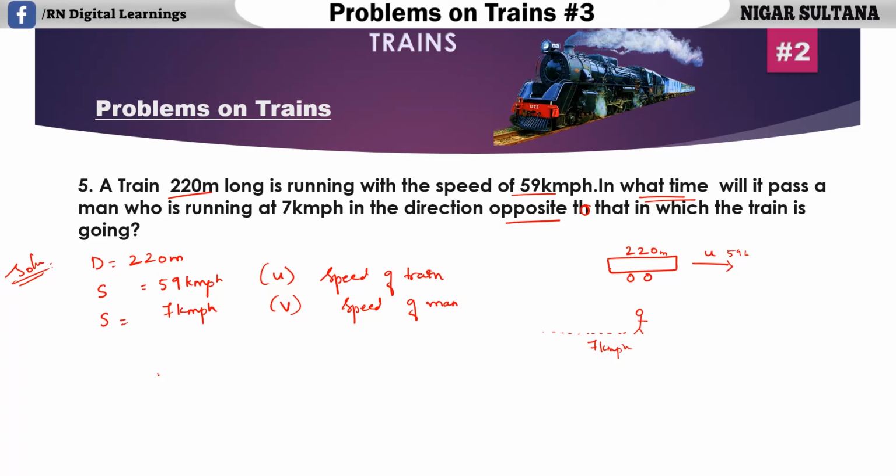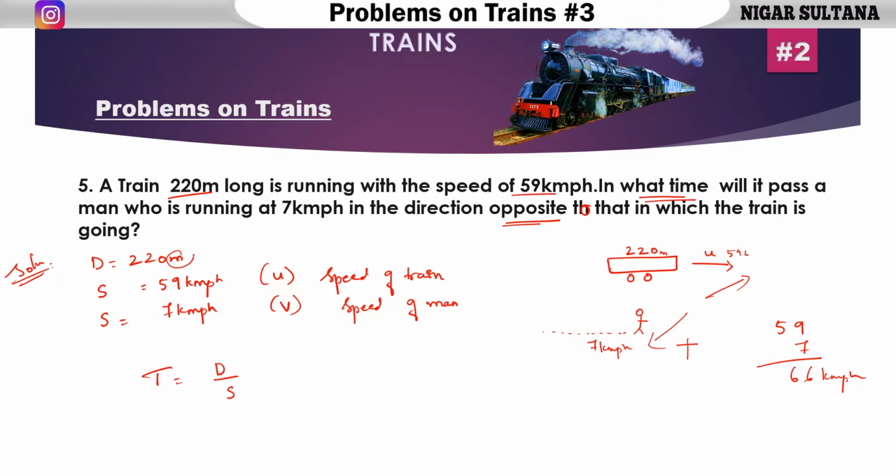So we know that the time formula is distance divided by speed. They have given the distance and they are moving in opposite direction, means we need to add both the speeds. So what is the first speed? 59 plus 7. So what is the value I'll get? 66. Now this 66 kilometer per hour, the distance is in meter, we need to convert it into the meter per second. How will you convert? 66 into 5 by 18.